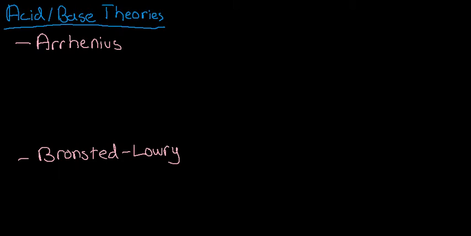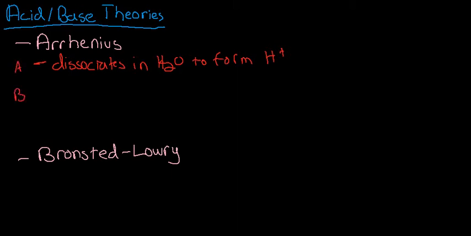An Arrhenius acid is defined as any kind of compound that dissociates in water to form H plus ions. An Arrhenius base, on the other hand, put an A here for acid, I'll put a B here for base, is something that pretty much does the exact same thing, except instead of forming H plus ions, it's going to form OH minus ions, or hydroxide ions.